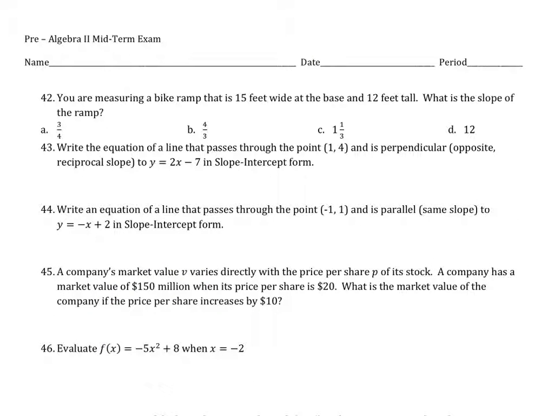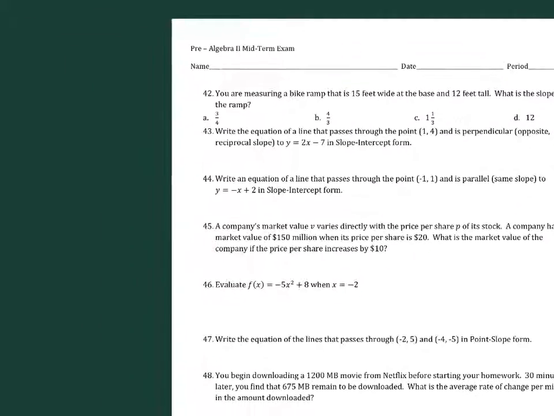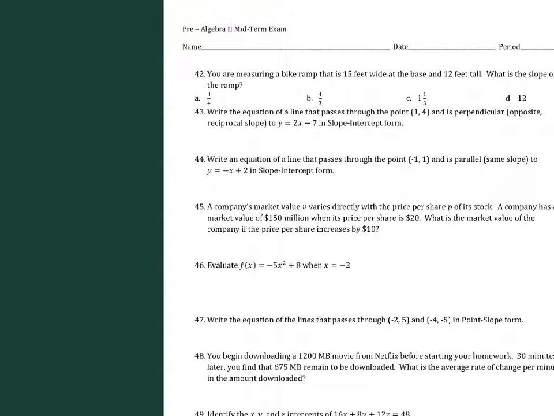Here we go. Number 42, you're measuring a bike ramp that's 15 feet wide at the base, 12 feet tall. What is the slope of the ramp? Problems like this, it's a no-brainer. Make a picture, guys. So I'm going to say it's 15 feet wide and 12 feet tall.